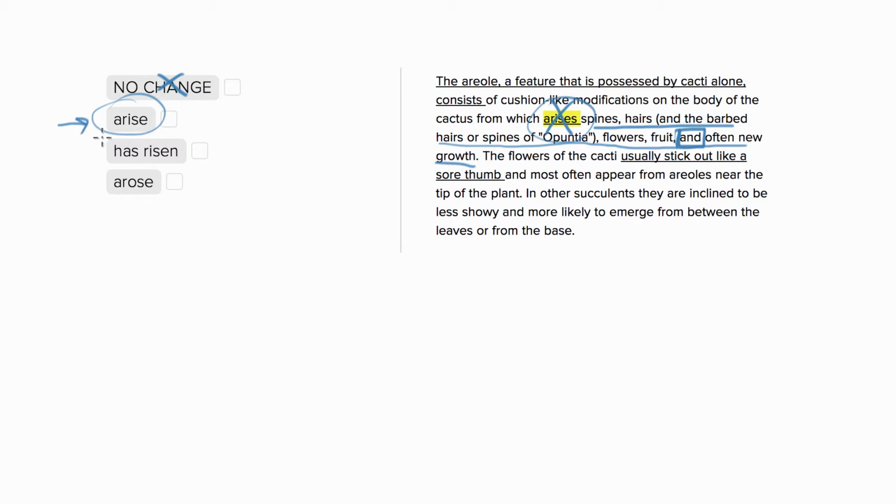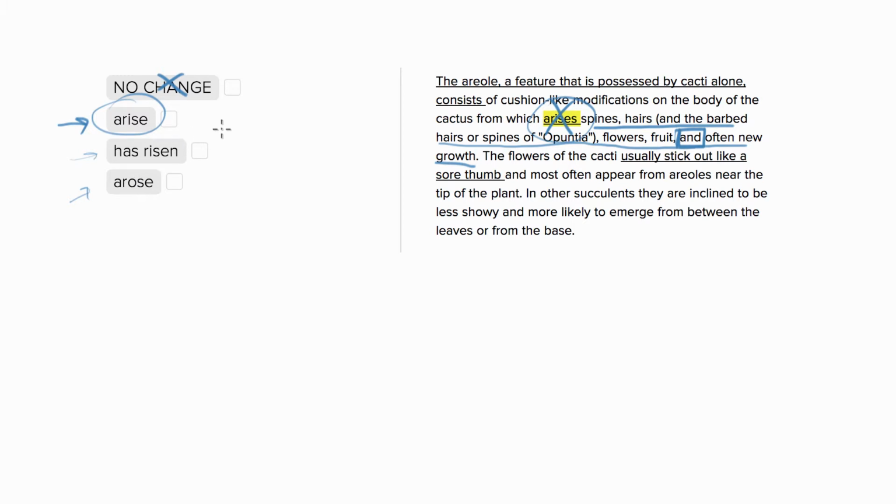But we need to consider tense before we pick arise. So the other options are has risen, which is present perfect, and we have arose, which is past tense. The only way that you can make a distinction here is to look at the rest of the sentence and passage for context to know which tense is most appropriate.